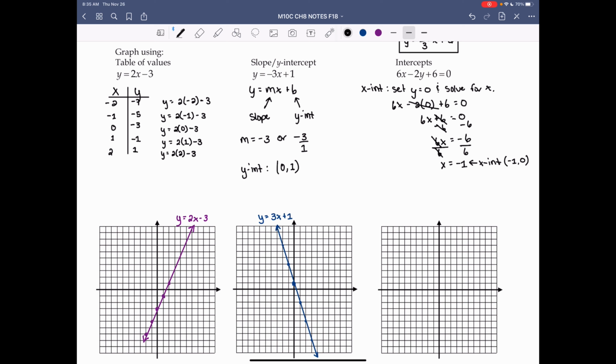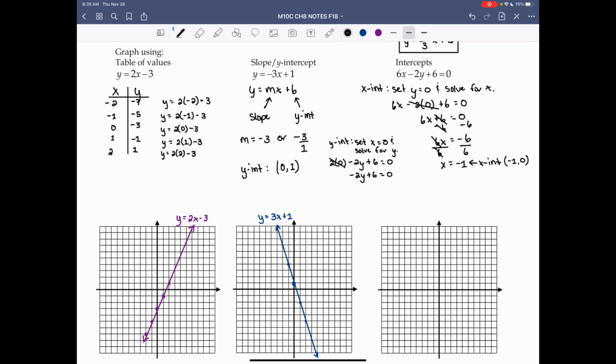Then we do the same thing for the y-intercept, except we set x equal to 0. And then we solve for y. We get 2 times 0 minus 2y plus 6 equals 0. 2 times 0 is 0, so we have negative 2y plus 6 equals 0.